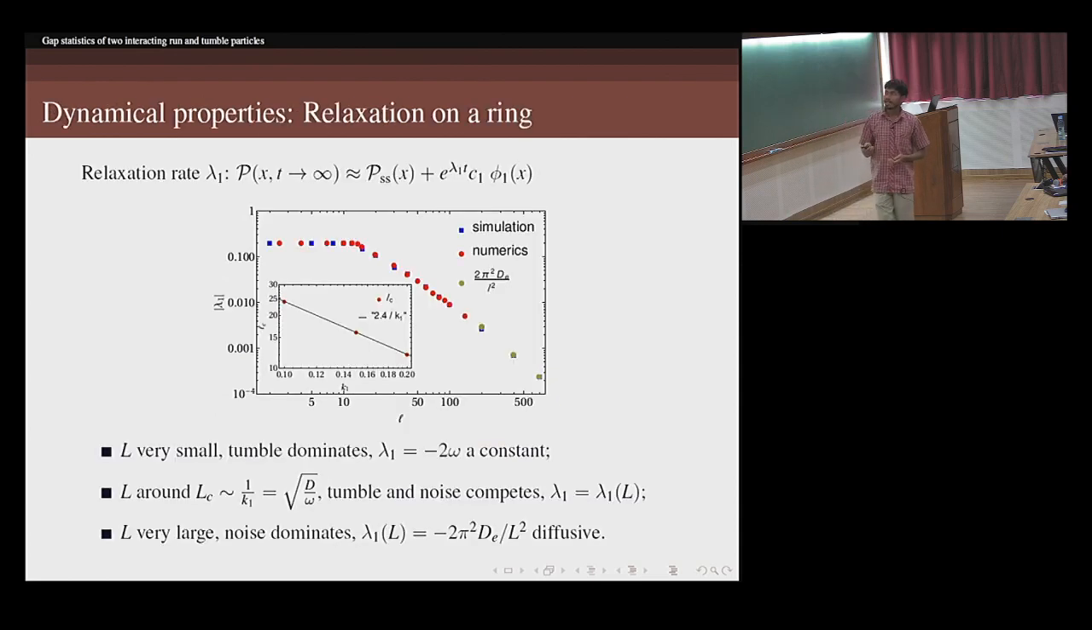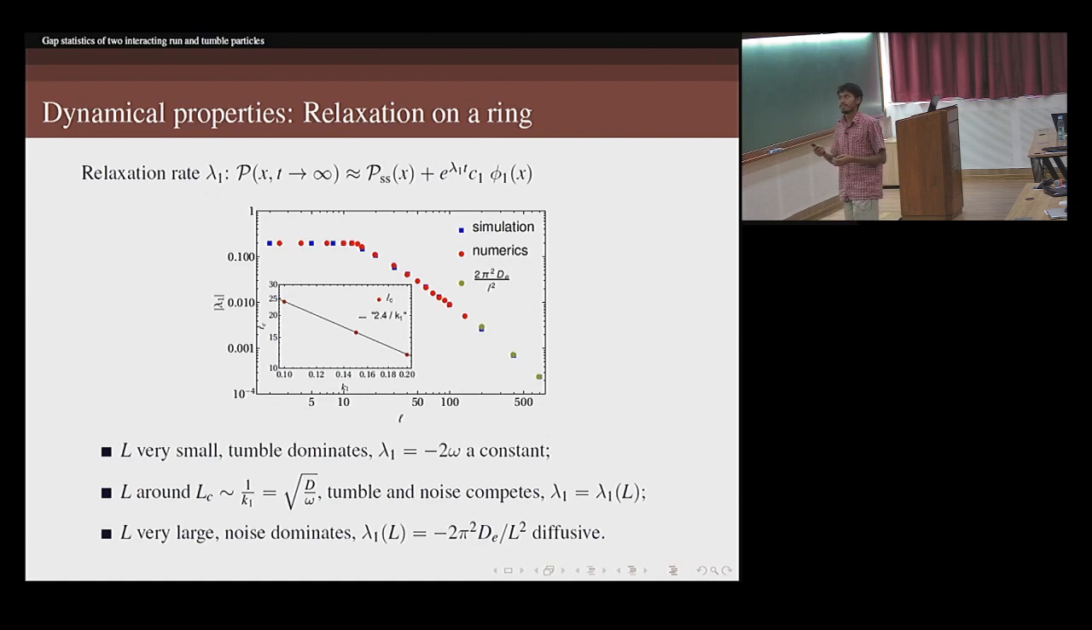And regarding the dynamical properties, we have calculated the relaxation rate. So for example, the system is in a steady state, and you just perturb the steady state a bit, and you ask what is the time scale in which it relaxes back. And this relaxation rate shows very interesting properties, interesting dependence on the system parameters like system size or noise strength and so on. So when the system is small, the relaxation rate is constant. But when the system size is very large, then it is 1 by L square.